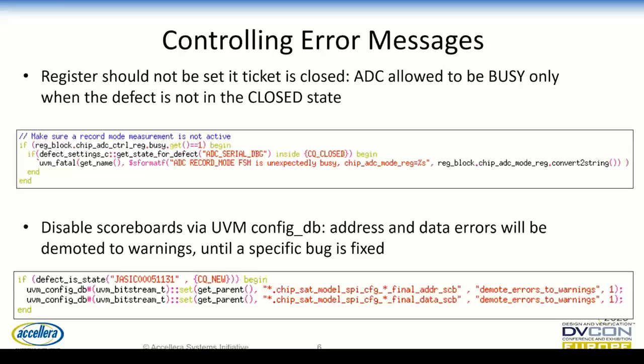The scoreboard, you can do that too. You can change the scoreboards via the UVM config DB. For example, you demote them here to warnings, so your test can go further. And then, when you get the bug fixed, it passes, and you can put it back to errors in the config DB. So if something else bad happens in the future, it's still going to show an error.